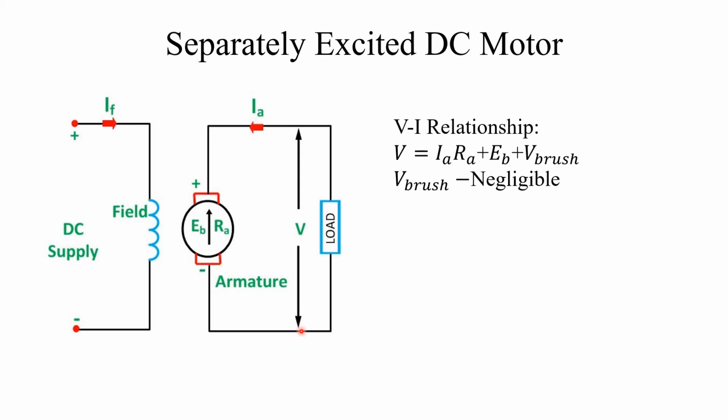Here is the terminal voltage V. In order to find the voltage-current relationship, if I apply KVL here, V equals EB plus RA into IA plus V brush. But here V brush, as I told, is negligible.